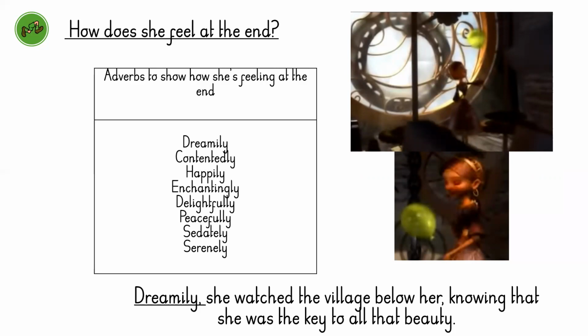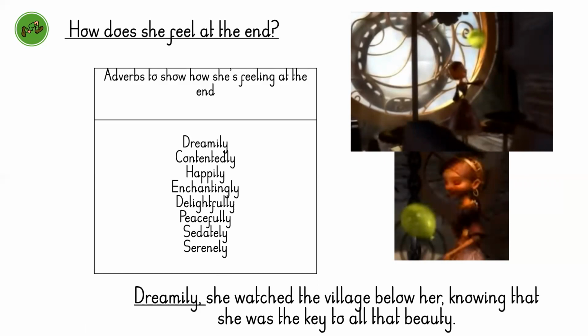So I've said things like dreamily, contentedly, happily, enchantingly, delightfully, peacefully, sedately, and serenely. Okay, again, you can think of lots and lots of others. A thesaurus again is really helpful. If you take one of my words, you can see if there are any other really exciting vocabulary that you could turn into an adverb. But you're thinking about how would she feel right at the end of this story.